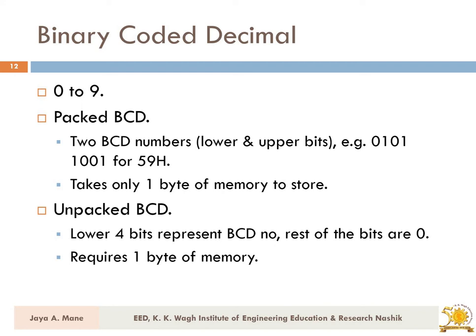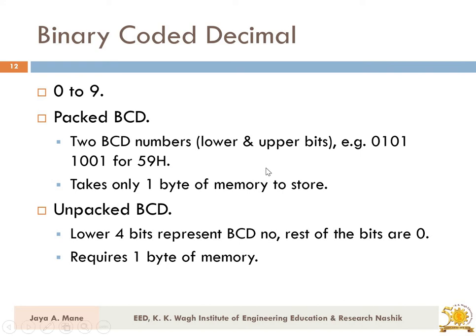When you perform addition on numbers, there are basically two types of binary coded decimal numbers: the packed binary coded decimal and the unpacked binary coded decimal. What do we mean by that? Binary coded decimal means the numbers from 0 to 9. When you say packed, you have the lower 4 bits and the upper 4 bits. When we say packed binary coded number, that means the lower and the upper bits both denote binary coded decimal digits, meaning 0 to 9.